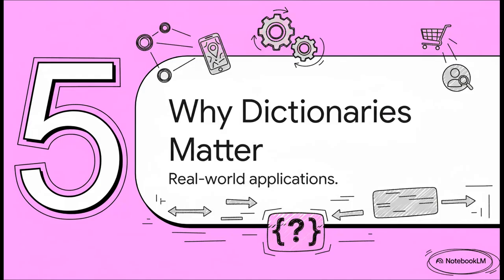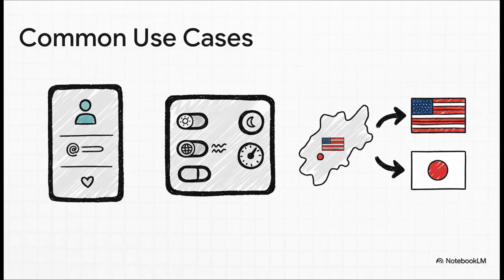And that brings us to the big question. Why does any of this actually matter? Let's talk about where you'll see these in the wild. The truth is, dictionaries are everywhere. Think about any user profile on any website. Your name, email, user ID, that's almost certainly stored in something that works like a dictionary. They're also used all the time for an app's configuration settings. And they're fantastic for mapping data, like turning a state abbreviation into its full name.